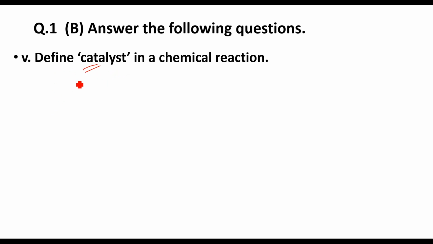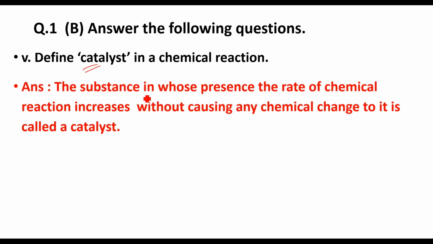So we are giving a demo of this answer. Suppose the question is asked, define catalyst in a chemical reaction, then what will be your answer? So here I wrote the definition first. The definition is: the substance in whose presence the rate of a chemical reaction increases. You can underline the keywords also. Whenever you write any definition, you underline the keywords also.